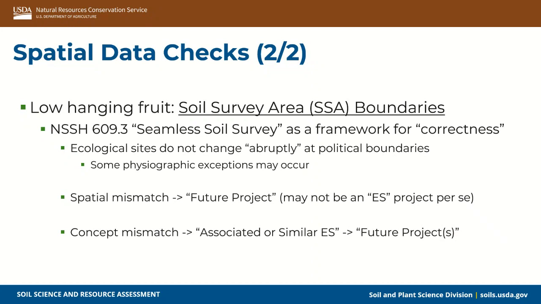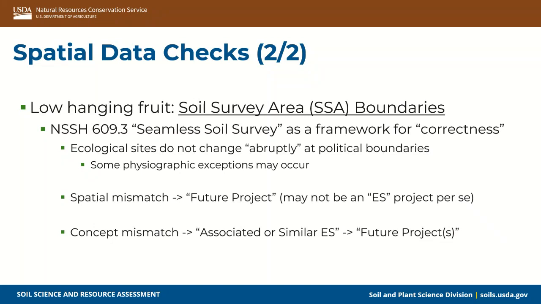The premise being that ecological sites should not change abruptly at political boundaries in most cases. Maybe you have certain physiography situations where a county line corresponds to some major feature where you are expecting a difference. But in general, this allows you to at least generate that list of things to follow up. So I see 2 major components to this.